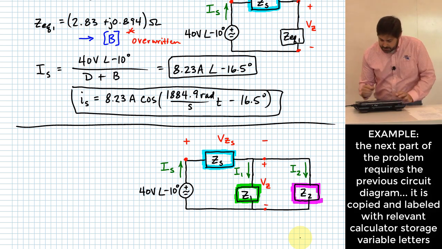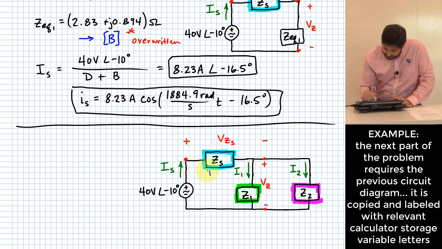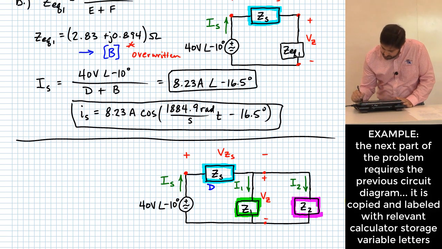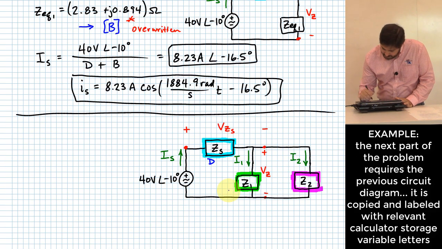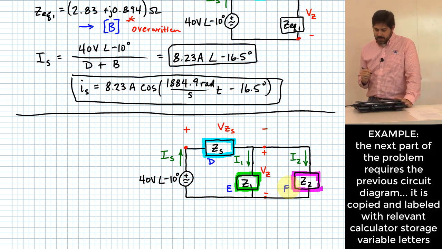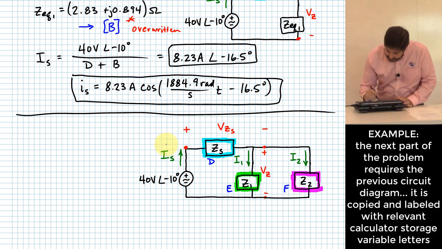Let me do another thing too while I'm here. I believe ZS, we just used that, and that value is stored in variable D. So I'm just going to note that right here. What are some of my other values? Z1 was stored in where? E. So I'm going to put that to the side of that one. Z2, I believe, was in F. Okay. And then IS, that's another one that I have recently stored, right?